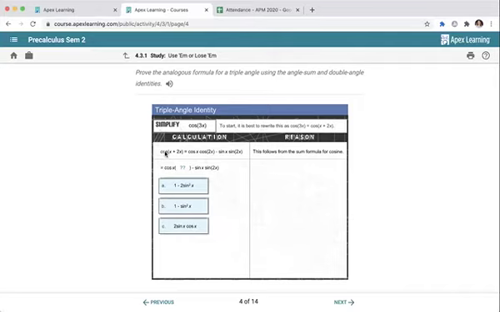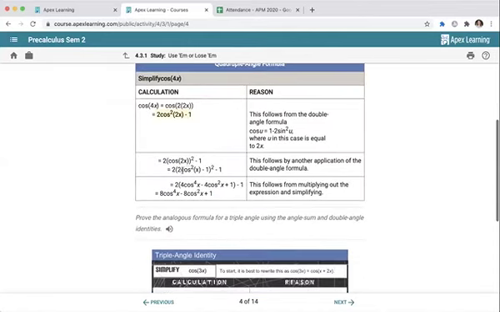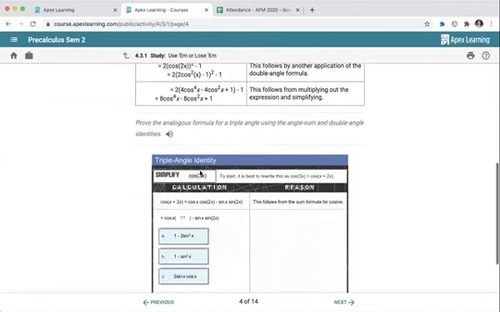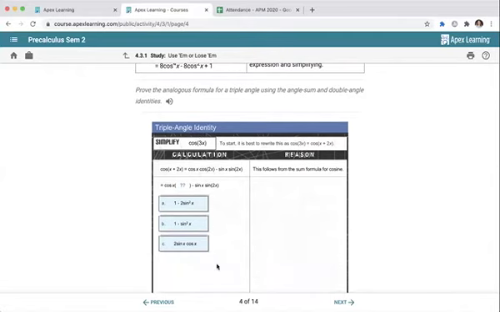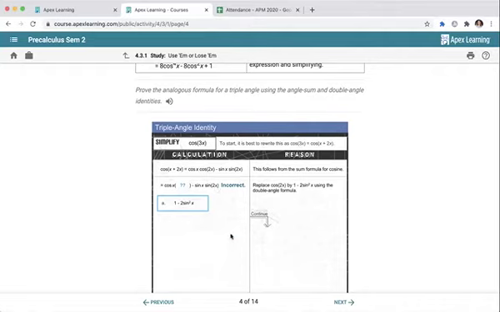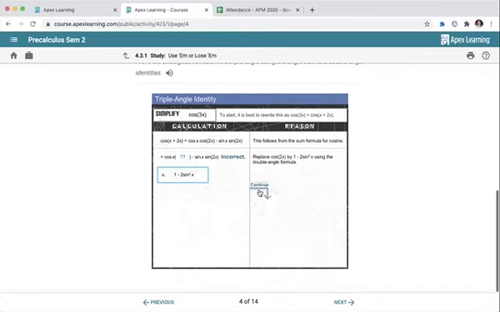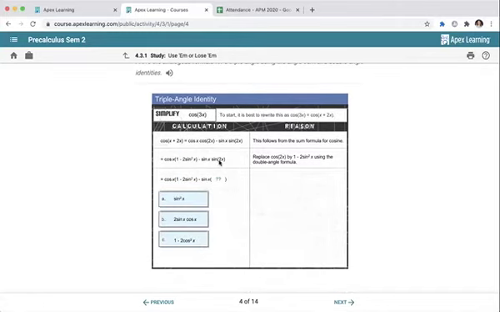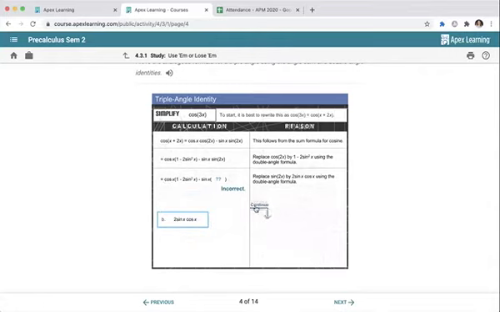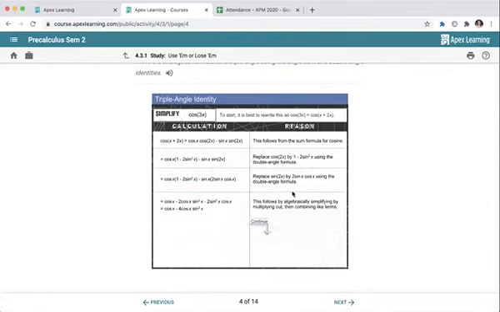Then what this is going to turn into is cosine of 2x, so that's going to turn into our double angle, using our double angle formula there. Then sine is going to turn into our double angle as well, using our sine double angle.